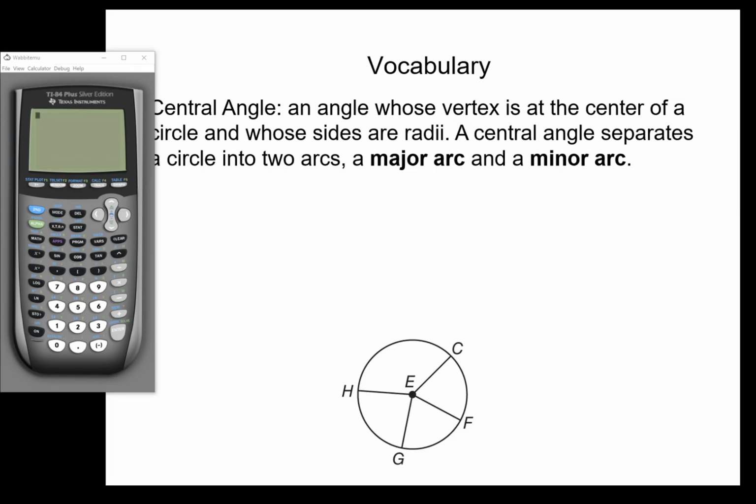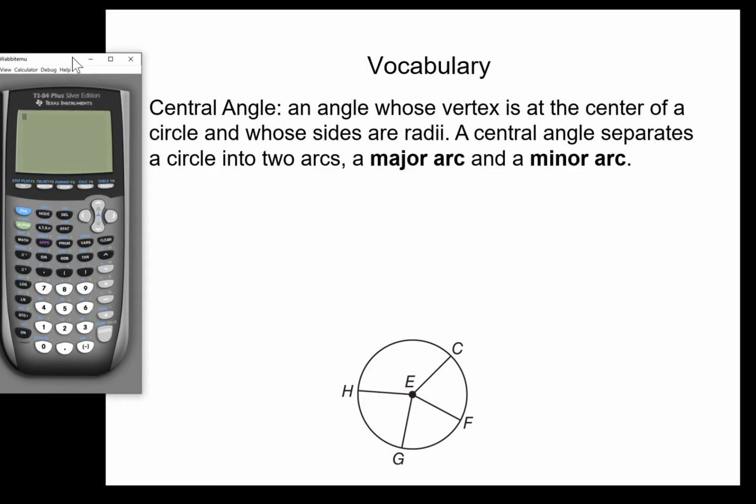So, first off, vocabulary. A central angle is an angle whose vertex is at the center of a circle and whose sides are the radii. So anything, or any two radii, that come out of E form a central angle. Here angle CEF is a central angle. Also CEG is a central angle. You can go across more than one radius here. So angle HEC is also a central angle.